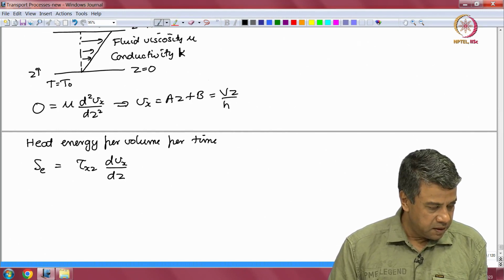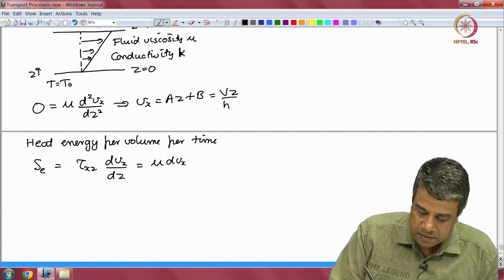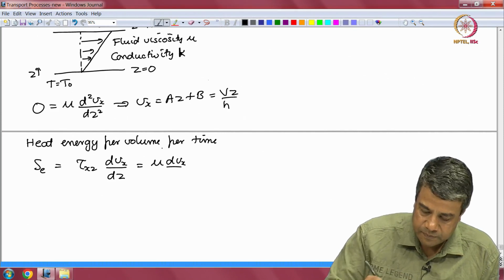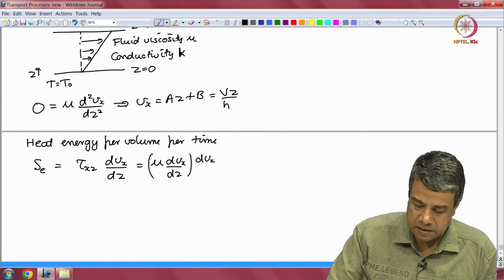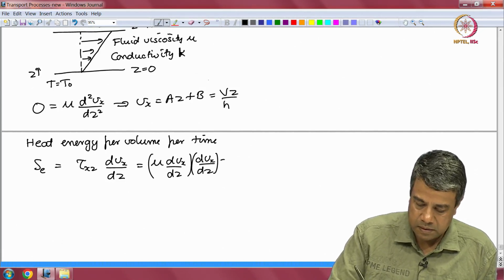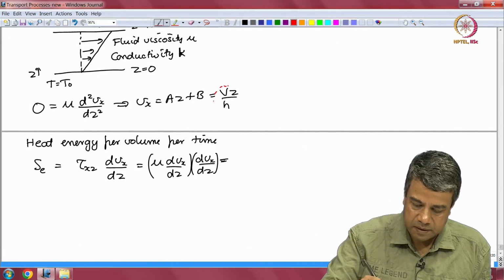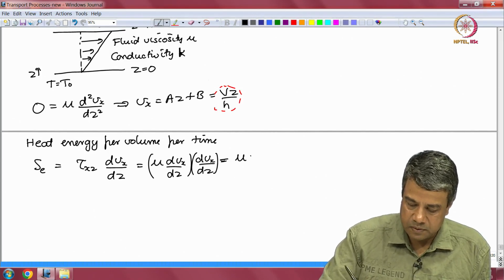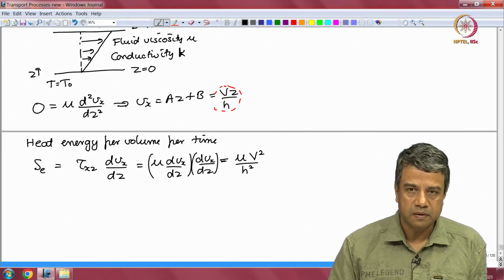The stress is equal to mu dVx by dz from Newton's law, times dVx by dz. And dVx by dz can be obtained from this expression. So, the energy production rate becomes mu v square by h square. That is the energy production rate per unit volume per unit time.